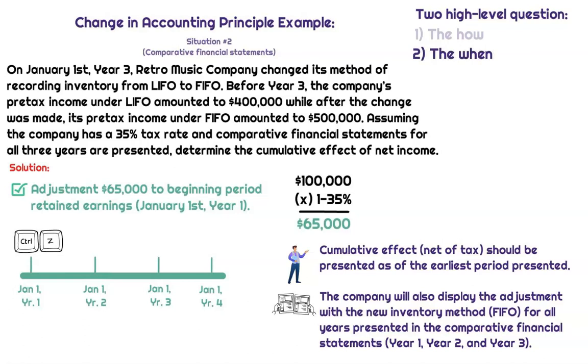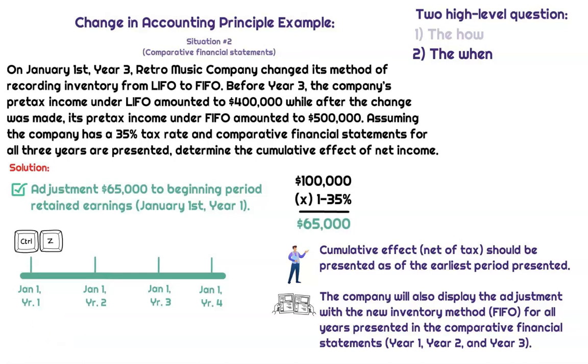Okay, so again, because this is a comparative financial statement that is getting presented, we need to make the adjustment to the earliest period presented. So we're showing the financial statements for years 1, 2, and 3. So we need to make the adjustment to beginning retained earnings as of year 1. Okay, so the adjustment would be made to beginning retained earnings on January 1st of year 1.